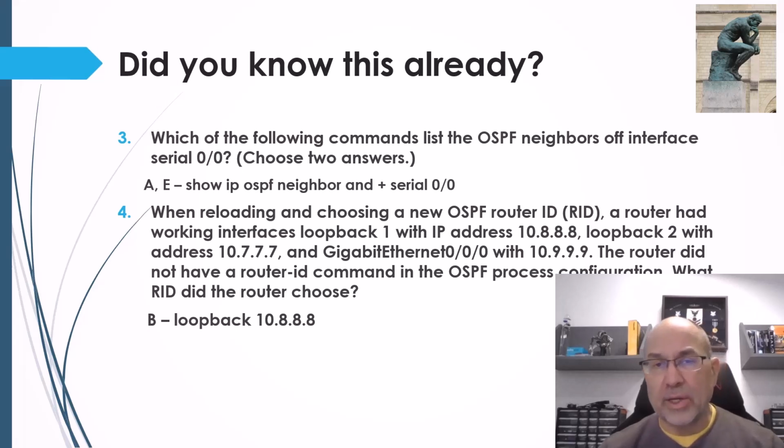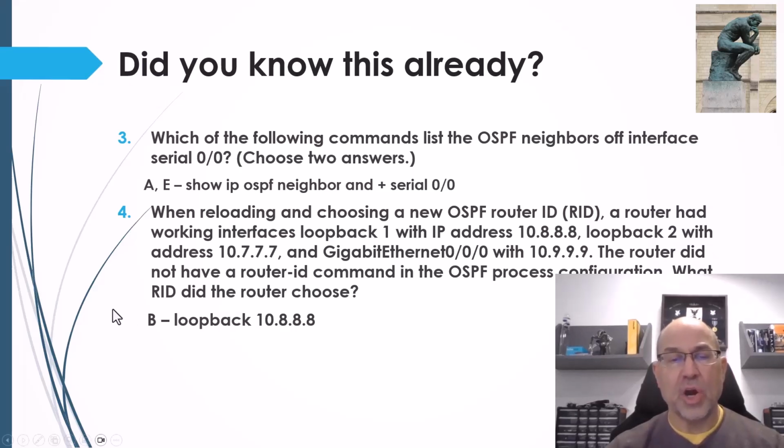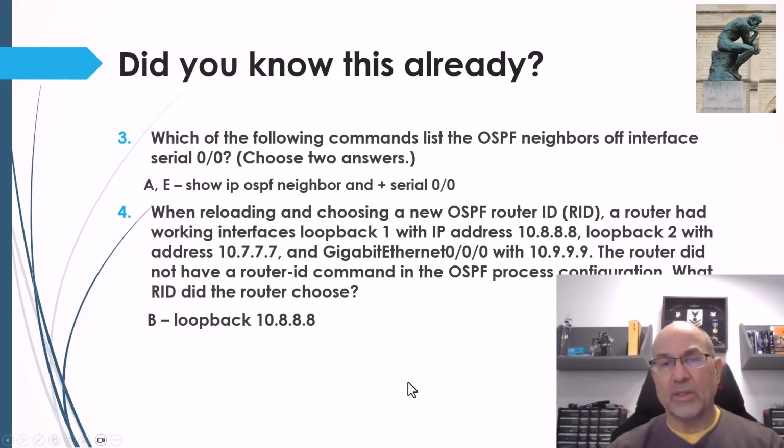So the key here is that you're going to pick a high IP address, and you're going to prioritize loopbacks over physical interfaces. So in this case, the highest loopback was 10.8.8.8. The other ones were not loopbacks. Even though they were higher, they were not chosen. The other key here is that there was no router ID command. Router ID command overrides everything.